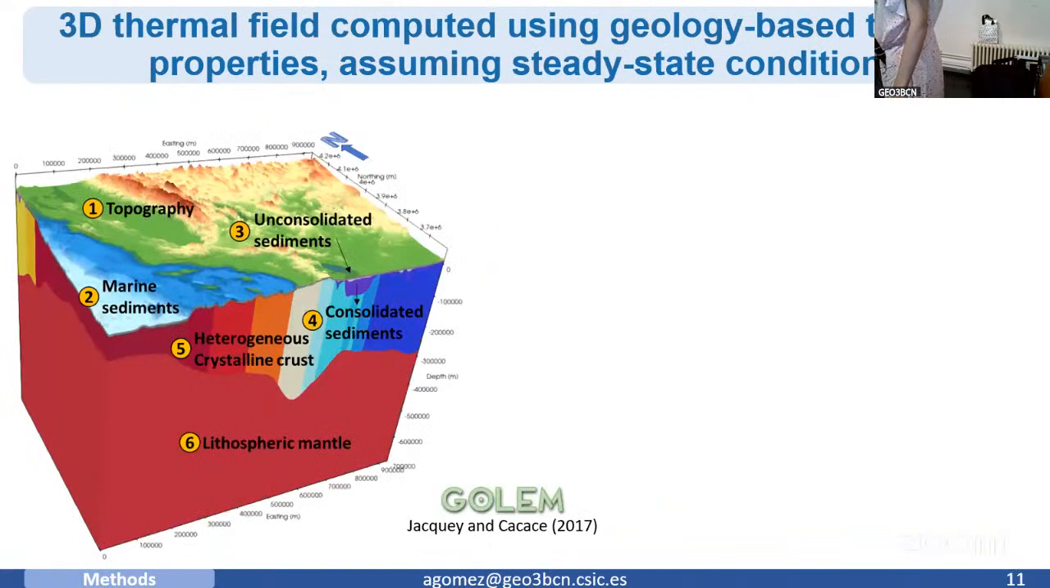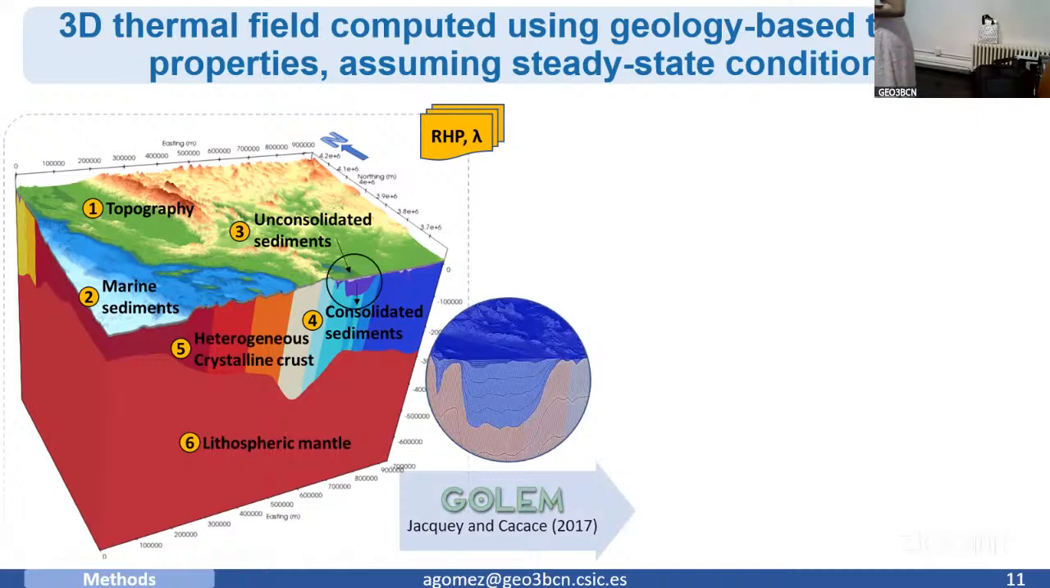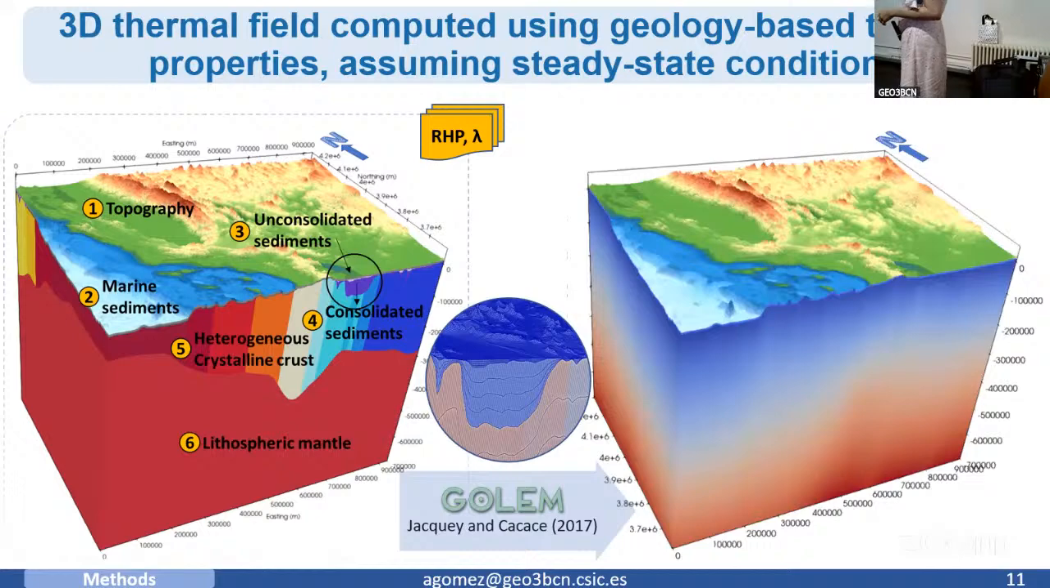And why is this important? Because when we are computing the three-dimensional thermal field, we are actually following geology-based thermal properties for each of these terrains and for each of the lithologies associated to these terrains. So we have a model that is pretty consistent with geology in the region, and we follow a finite element mesh framework with the software Golem and compute the three-dimensional steady-state thermal field.